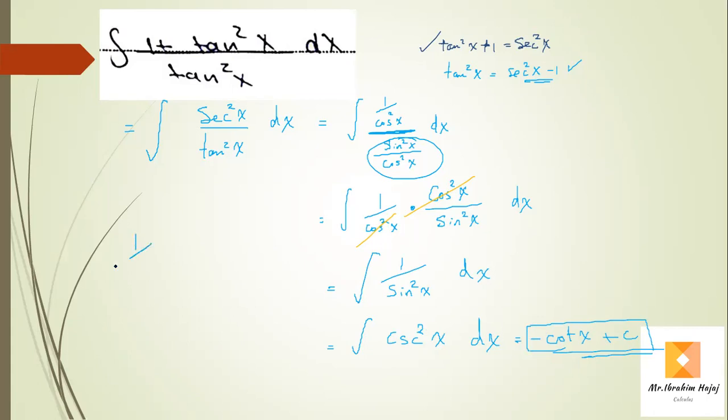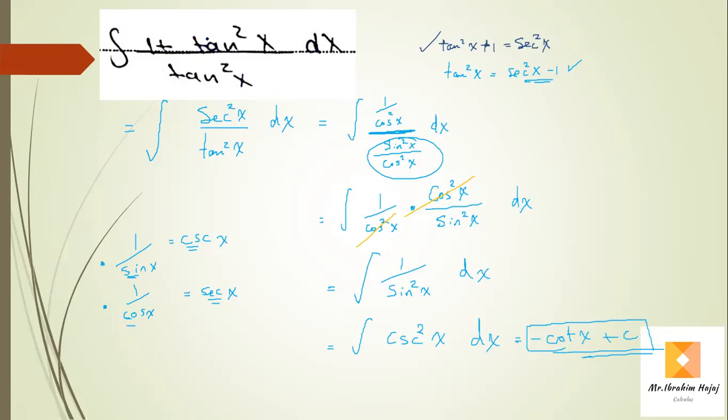Okay, 1 over sine is cosecant. 1 over cosine is secant. Here is co and here is no co. It's called reciprocal identities.